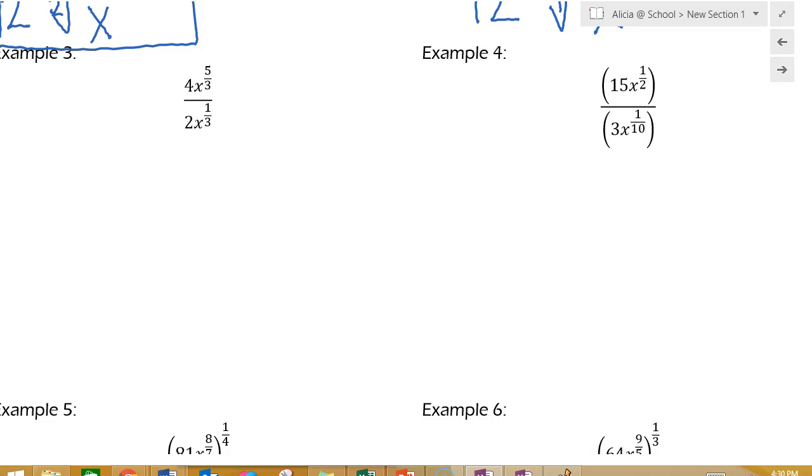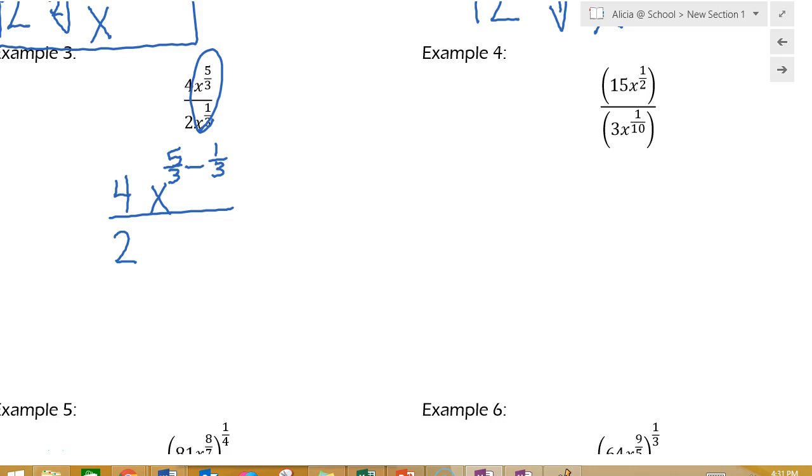So I'm going to go ahead and draw my fraction bar, so it's kind of easier to have everything where it needs to be. So I'm going to have 4 divided by 2, and then I'm going to have x to my 5/3 power. And I'm going to go ahead and subtract 1/3 from that, because since I am dividing these like terms, I use the quotient rule, so I subtract them.